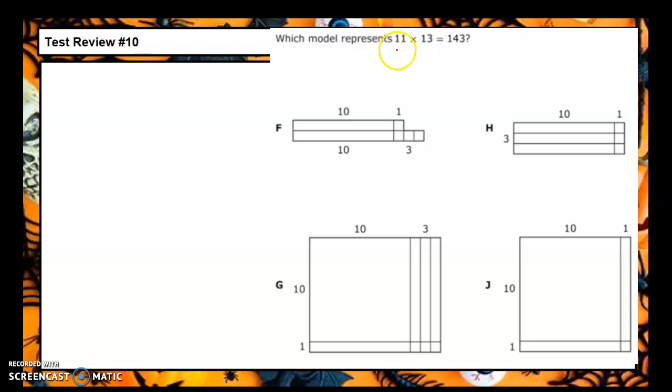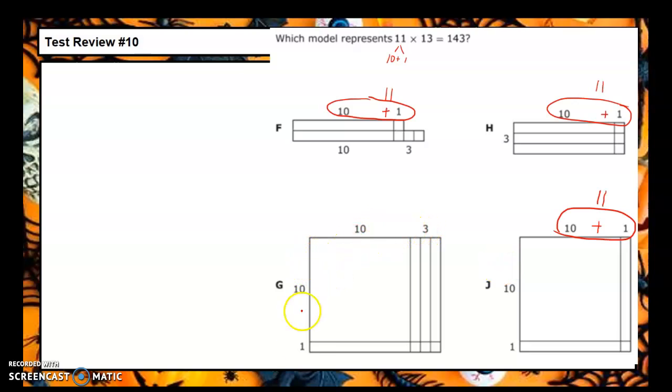So I'm going to take 11, and remember we need to put it into 10 plus 1 expanded form. So that's the first thing I'm going to look for across the top. 10 plus 1, okay, so that one works right here. That would represent your 11. Right here, 10 plus 1, that would represent my 11.